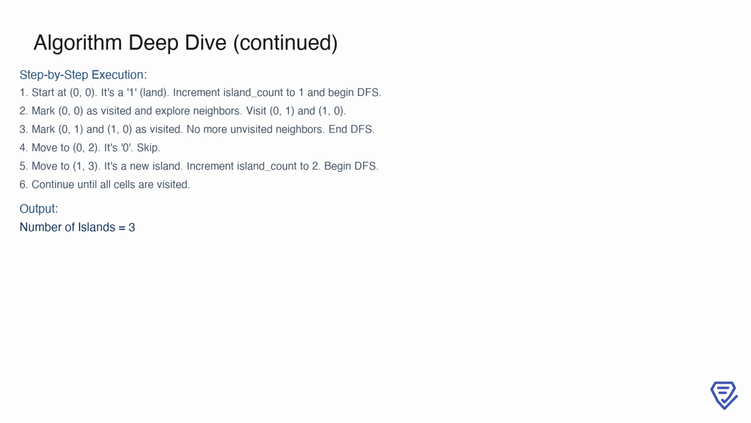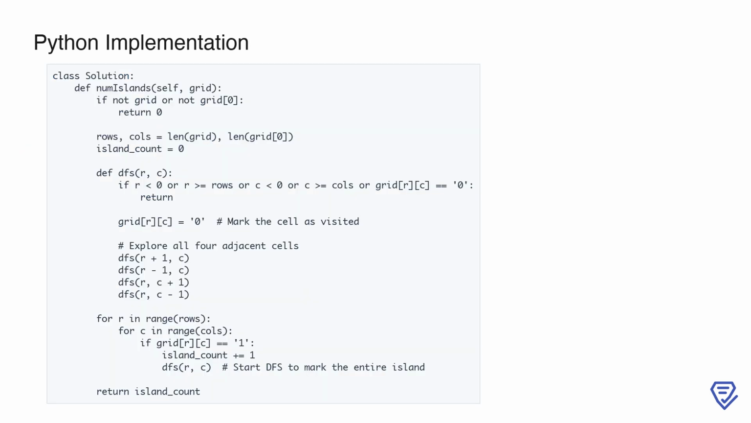This step-by-step approach ensures that every island is counted exactly once, and the algorithm efficiently handles the traversal of all connected components. This Python implementation solves the problem of counting the number of islands in a grid. Let's break down the solution step by step.